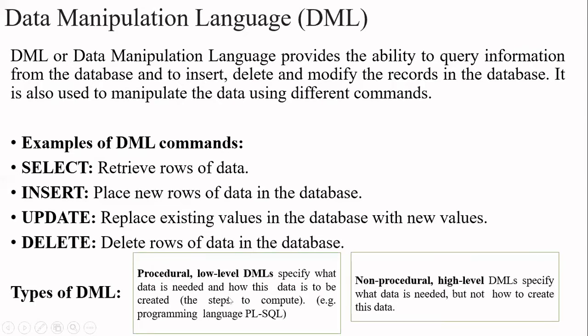And second is non-procedural, that is also called as high level data manipulation language. What happens in this? It specifies what data is needed, data काय लागणार आहे, but not how to create this data. Data कोणता लागणार आहे, but data कसं क्रिएट करणार ते याच्यात सांगितलं जात नाही. So these are the types of data manipulation language, that is procedural and non-procedural language.